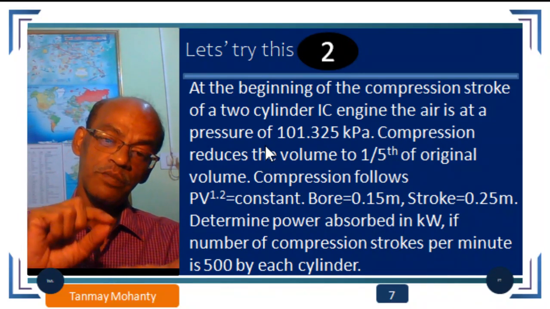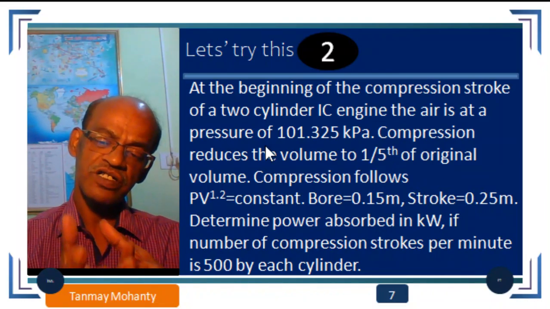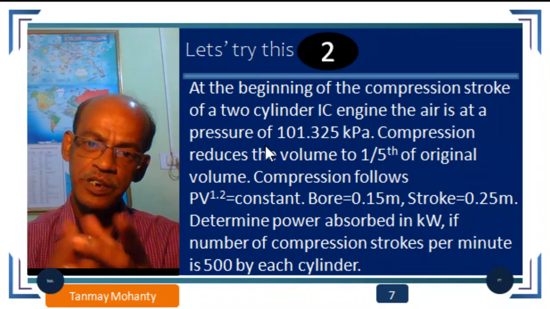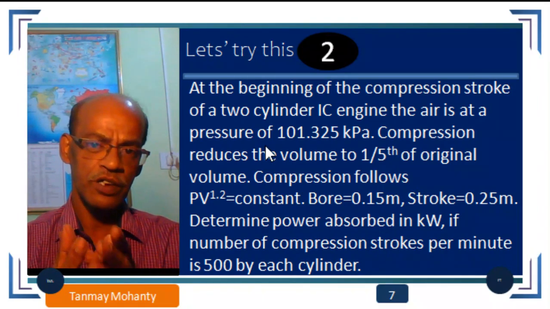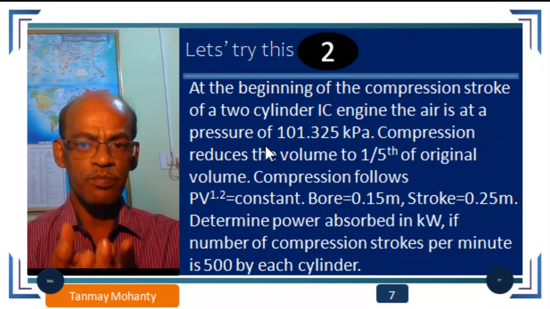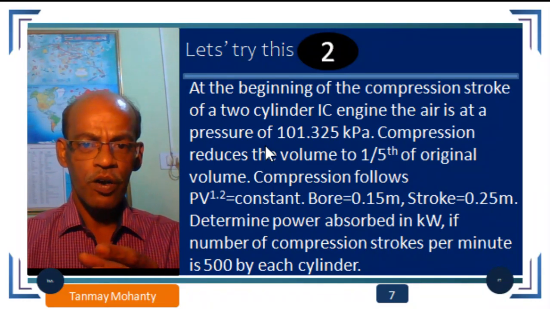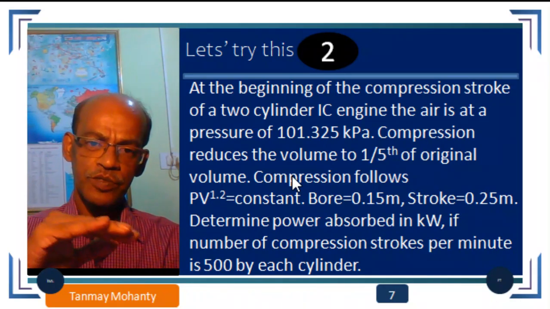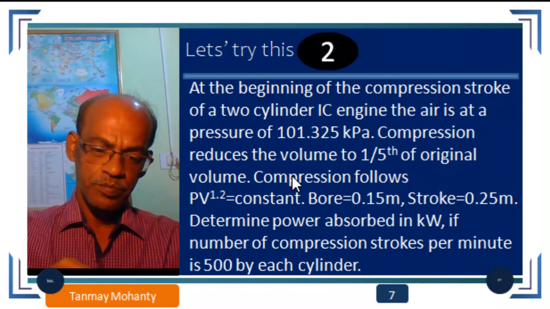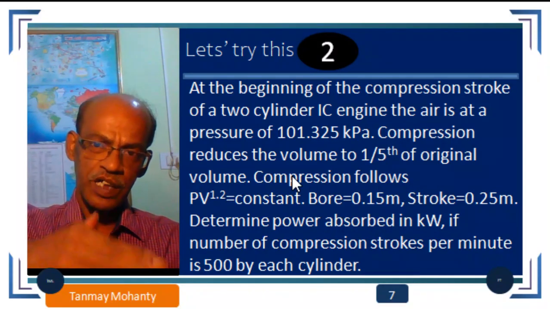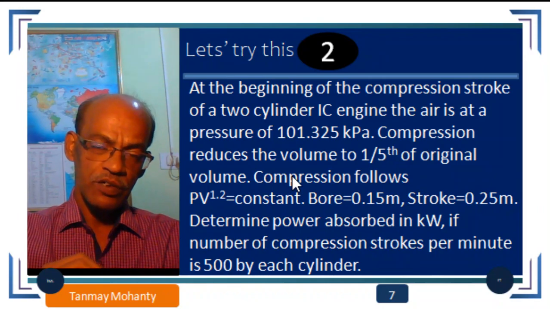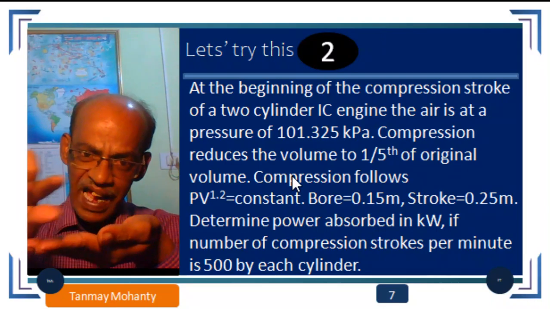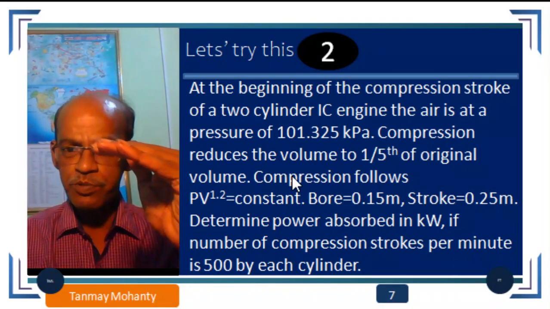At the compression stroke beginning, the piston is just starting to compress that gas. At the starting point, pressure is 101.325 kilopascal. Now there is a compression. By compression, what happens? Compression reduces the volume to 1/5 of the original volume. The piston was moving to the cylinder top, there was an original volume. Now the piston has moved, the gas is compressed, and that gas volume after compression is 1/5 of the original volume.